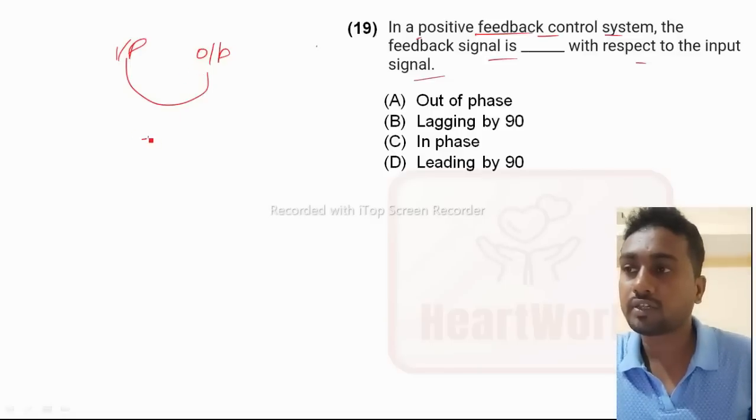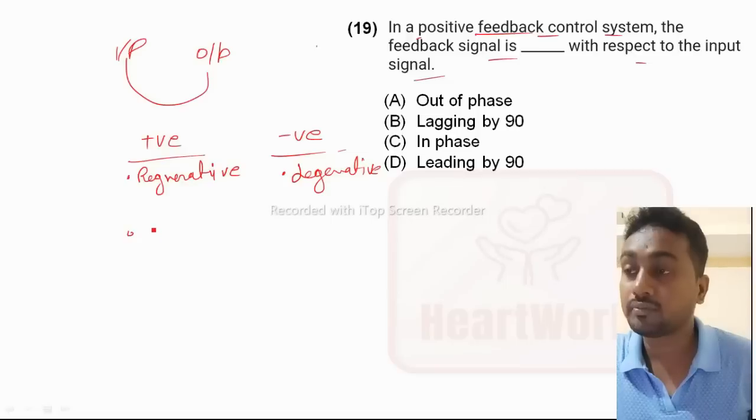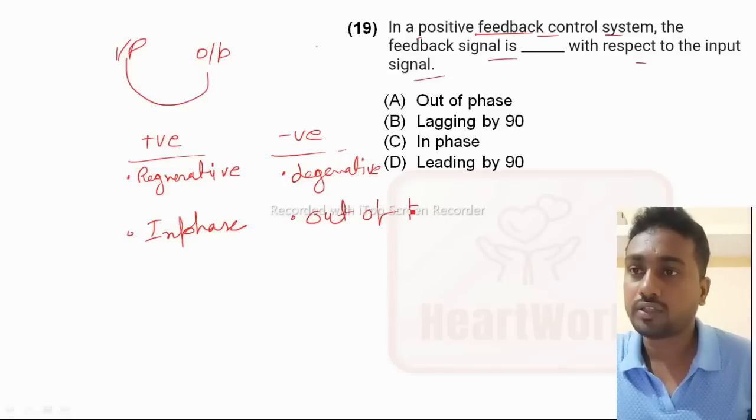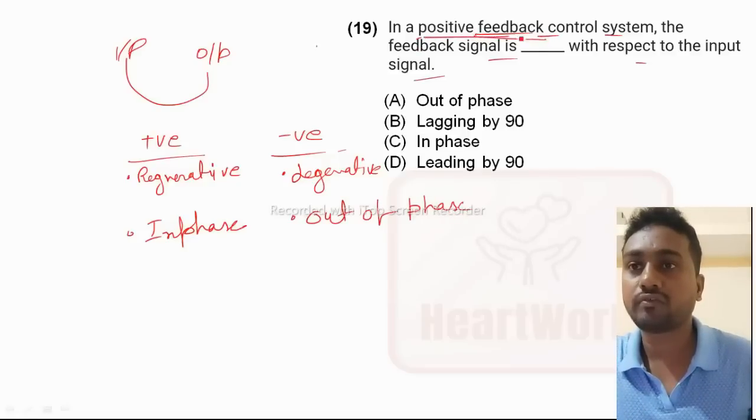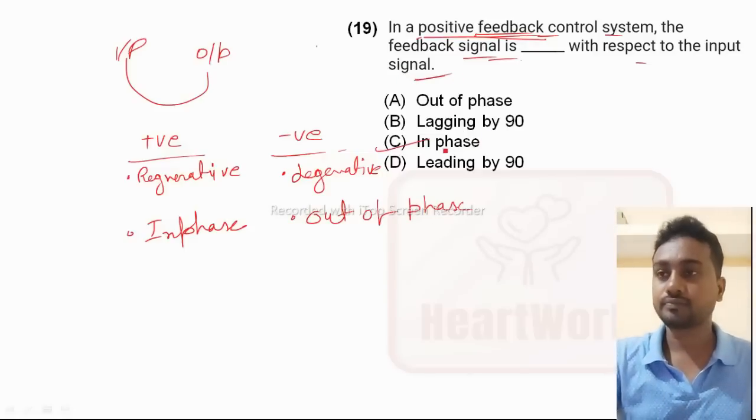There are two types of feedback system, positive feedback system and negative feedback system. Positive feedback system is regenerative, and negative feedback system is degenerative. In positive feedback system, the feedback signal is always in phase, and in negative feedback it is out of phase. So here they are asking about positive feedback control system. In positive feedback control system, the feedback signal is always in phase with respect to input signal. So option C is the right answer.